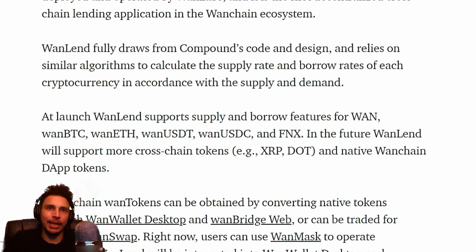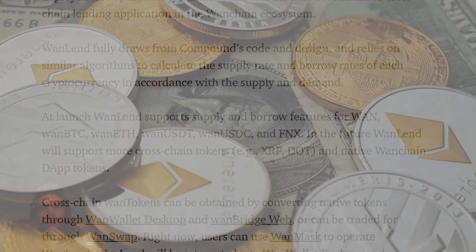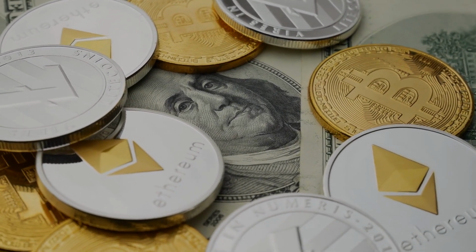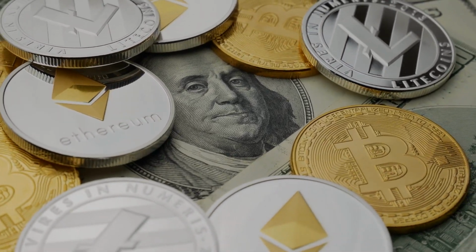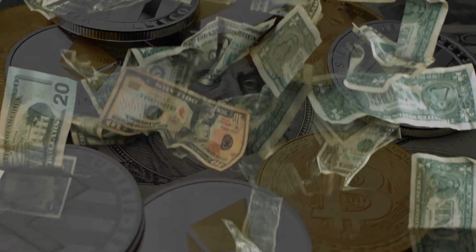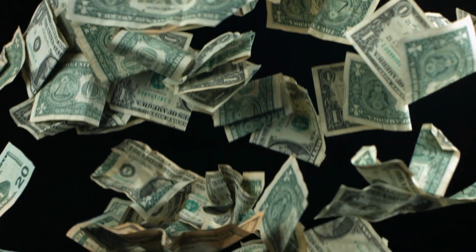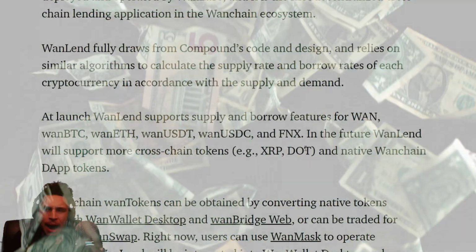At launch, WanLend supports supply and borrow features for WAN, WAN BTC, WAN ETH, WAN USDT, WAN USDC, and FNX. In the future, WanLend will support more cross-chain tokens, XRP, and DOT. Not only is it now possible in blockchain to go from chain to chain in a decentralized way with Wanchain's cross-chain bridges, you now can use liquidity from other major blockchains to get collateralized loans? Guys, that is some powerful stuff.